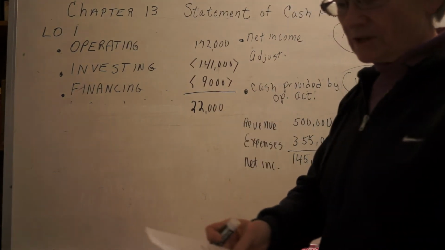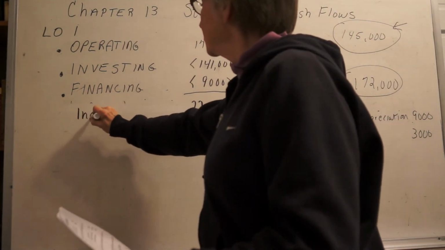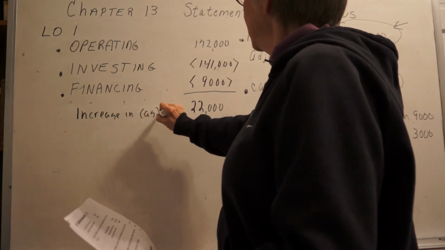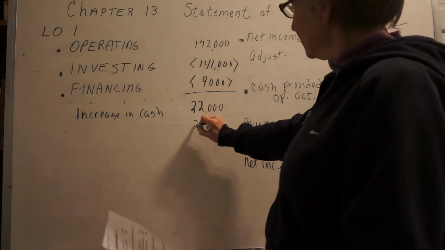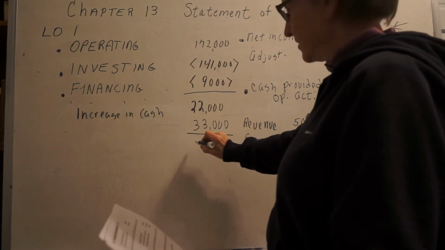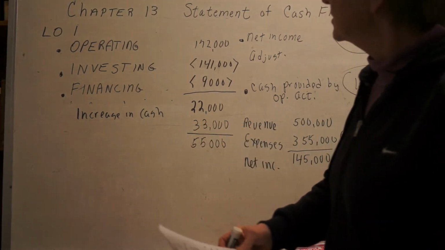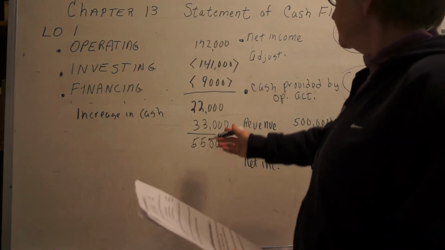If you look, well, that gives us the increase in cash. Okay, and then at the bottom, they add that to the cash at the beginning, which was 33,000, and you get the cash at the end of the period, okay, which was 55. So that's the basic layout of the statement.